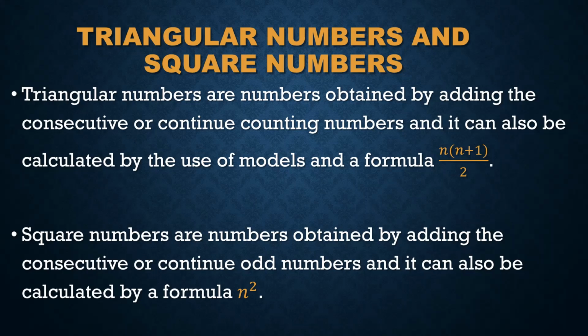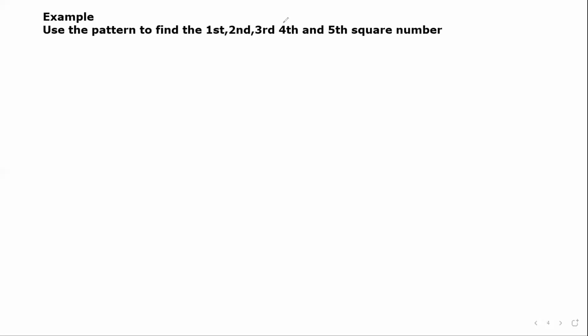So let's quickly solve one more example under the square numbers. Example: use a pattern to find the first, second, third, fourth, and fifth square numbers. Now we are going to use the pattern method to obtain the square numbers here, and let me write the solution.